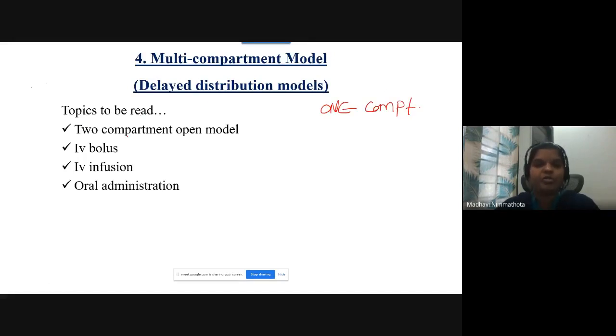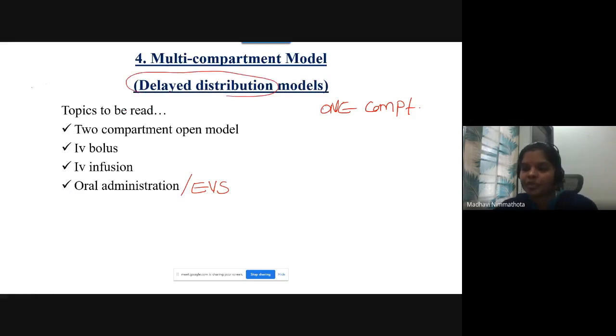What are the topics you are going to read under this multi-compartment open model? Two compartment open model, IV bolus, then IV infusion and oral administration. Oral administration is also called as extravascular administration. So you have to read about all these four topics in detail in this multi-compartment open model. This is also called as delayed distribution. Why is it called delayed distribution?